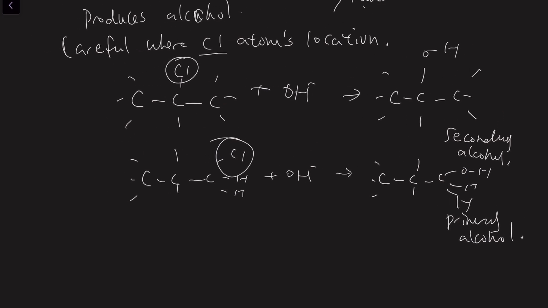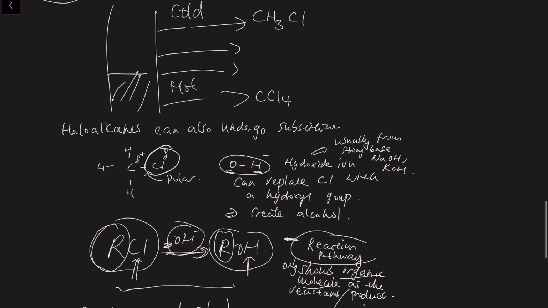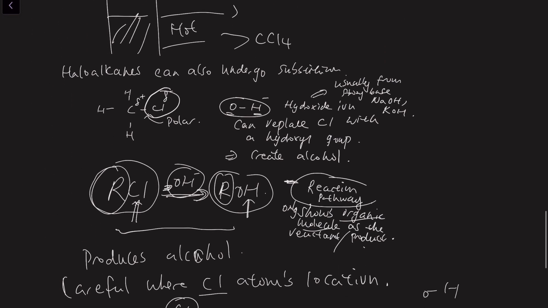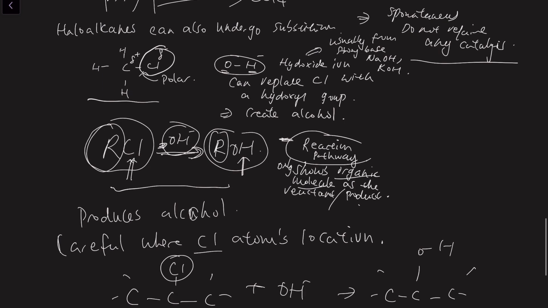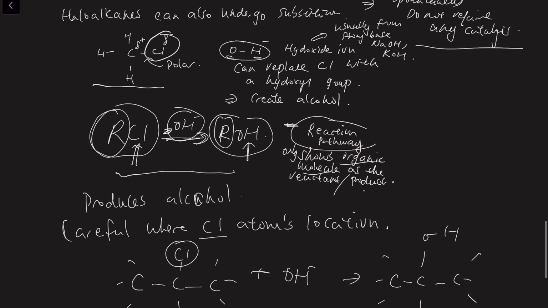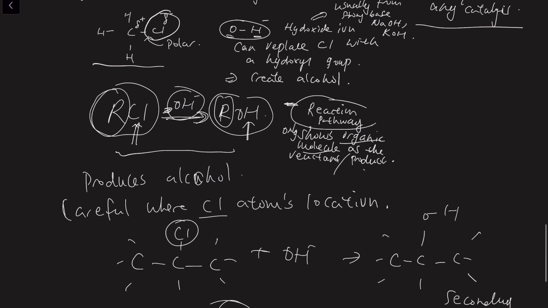So this process of replacing haloalkanes with hydroxide ion to produce alcohol is spontaneous. And we do not require any catalyst, which is really nice, because if you have a catalyst, it adds cost and it adds complications as well.